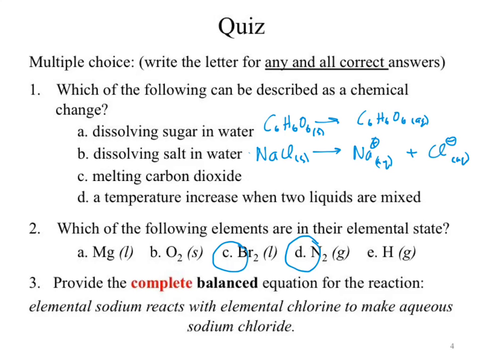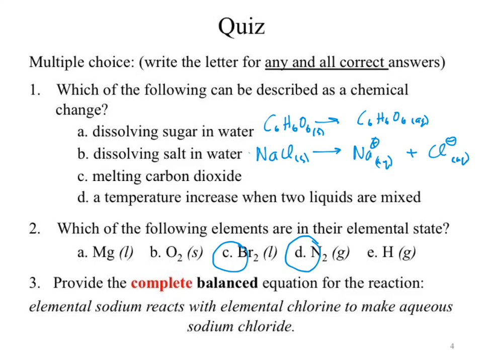Both bromine and nitrogen look weird. Nitrogen is a gas, but nitrogen's also one of the diatomic molecules. It has to be N2. Bromine, again, diatomic, has to be Br2. How do we know it's a liquid? Again, our periodic table. It's colored blue, which means it's a liquid. Last one, hydrogen. Why is that not its elemental state? Hydrogen is diatomic. It needs to be H2 to be its elemental state. So, now you get an idea on how we can get those questions out there.